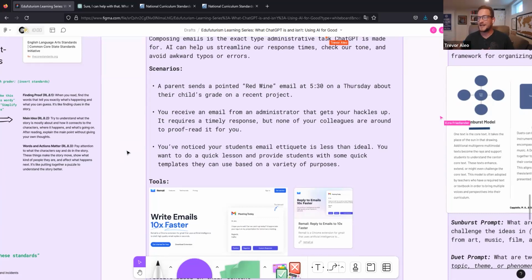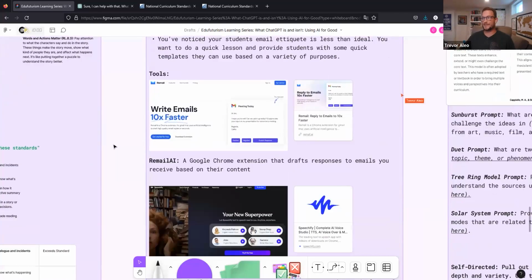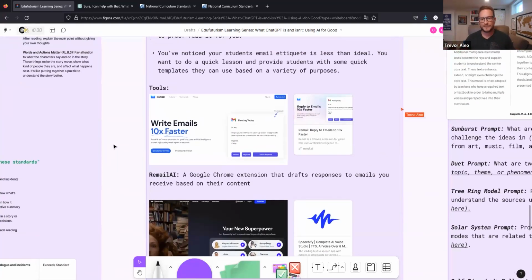Secondly, if you have an email from another teacher or administrator where you are feeling upset or annoyed and it requires a timely response, but no one's around to proofread it for you, you can ask ChatGPT to do that. Another thing that I've seen several teachers struggle with is email etiquette and helping students learn how to compose an email that is at least intelligible to the person they are sending it to. And ChatGPT can help them with that. Personally, I am not too hung up on that, but I know that there are teachers who have ended up spending a lot of time on that, and this could help streamline that.